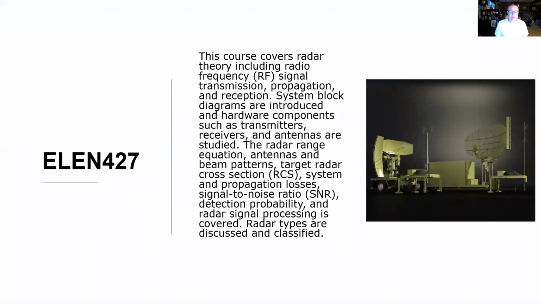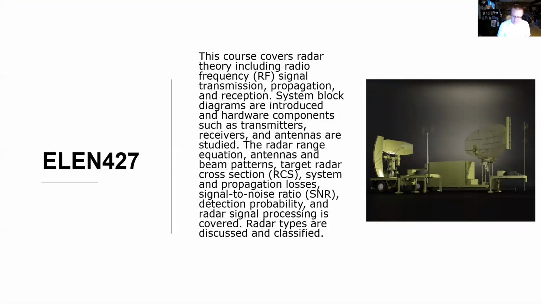In ELEN427, it's a pretty thorough coverage of radar systems. Talk about RF signal transmission, propagation through the air and space, and reception. We get into block diagrams of the system, components like transmitters, receivers, antennas. Go over the radar range equation. It's a fundamental equation that describes a radar, kind of the starting point of any type of radar design.